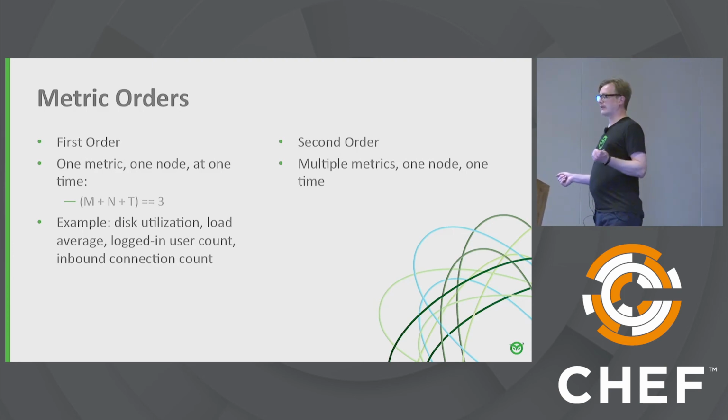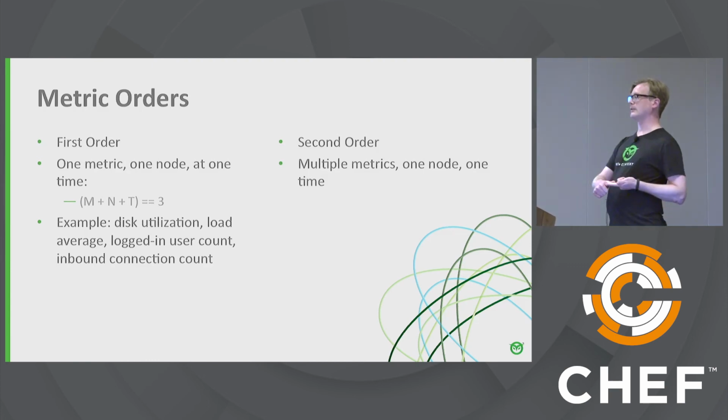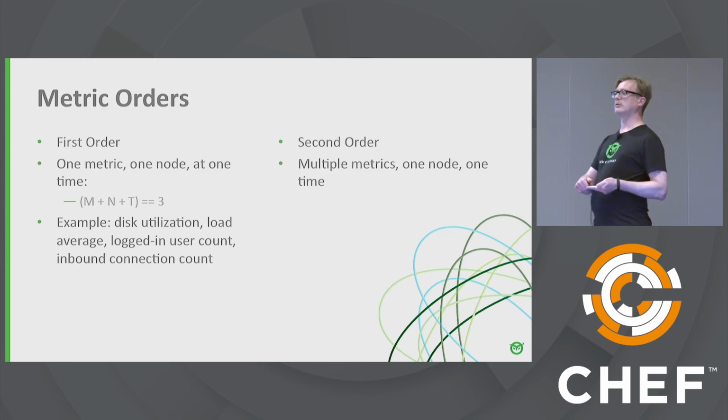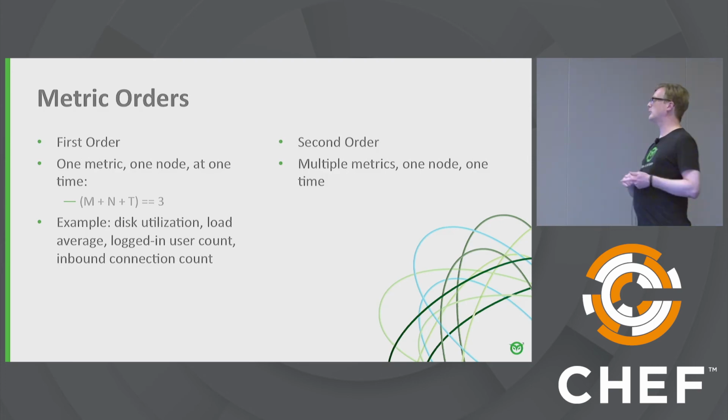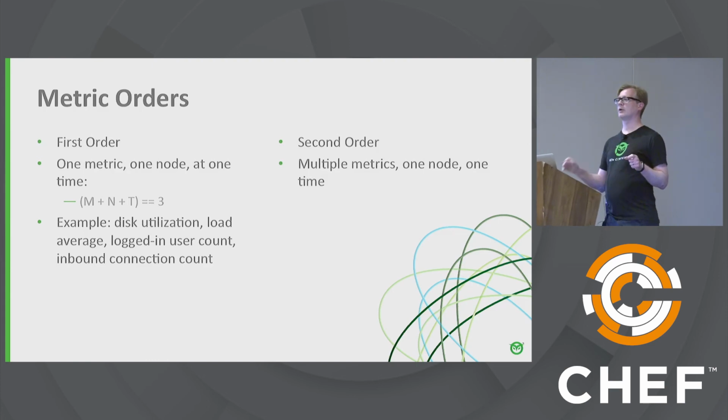So multiple metrics, that would be memory utilization and disk I/O increasing together on one node at one moment, or not increasing, sorry, are high. And that could mean that the system is thrashing, for example. We can tell that just from reading 2 metrics on one node at one point in time.